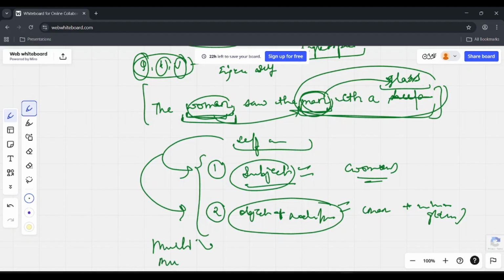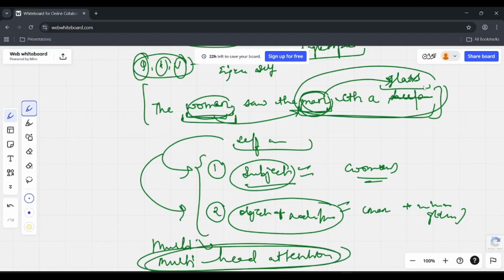multi head attention comes. It is self attention, but instead of a single self attention model, now you have multiple self attention models.